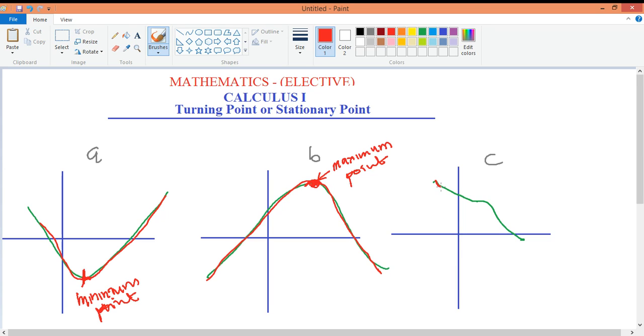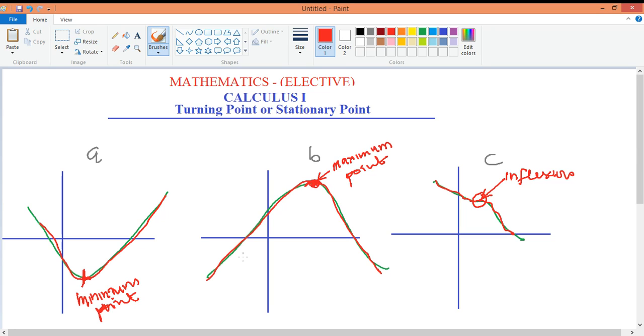When I come here, I'm coming down. Then somewhere here, I meander, and I continue to come down again. I do not change my direction. I was coming down, and I do not change over my direction. That place is known as inflection. The point of inflection.